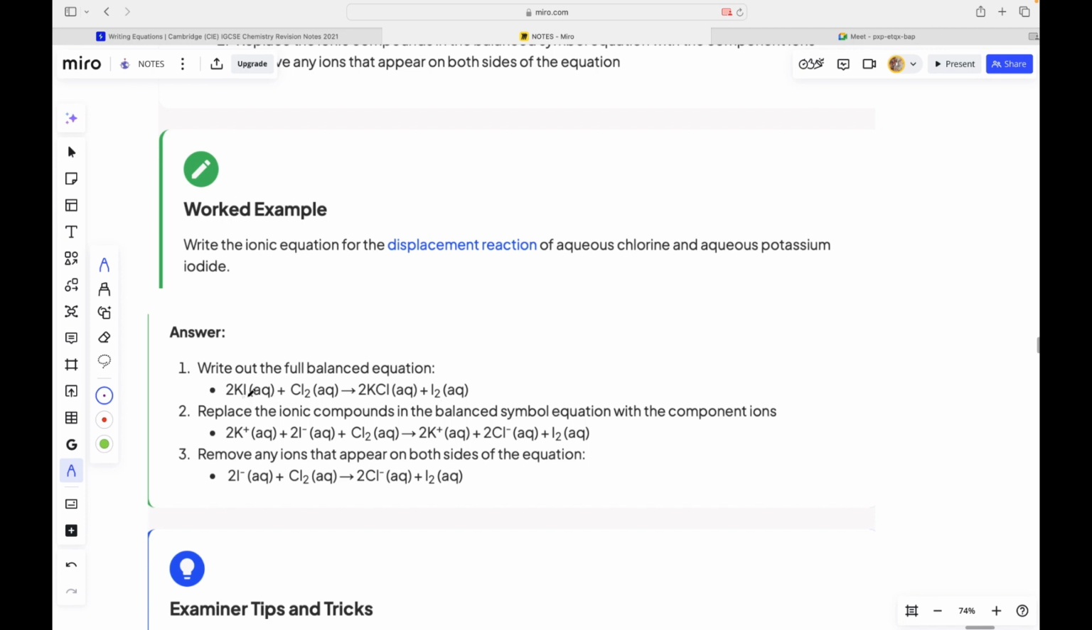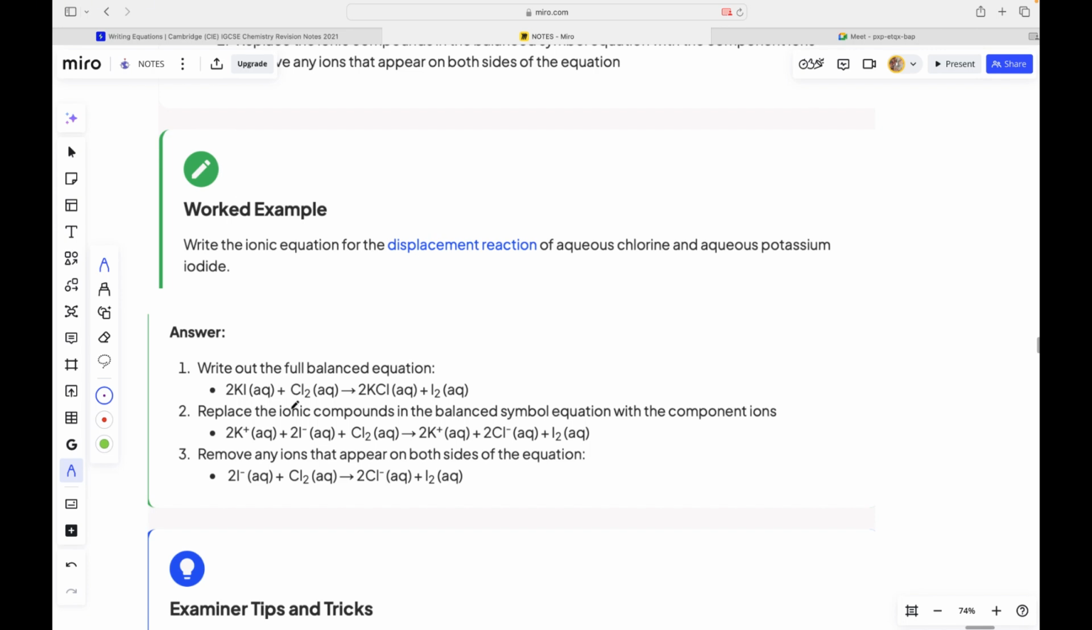You see, you have potassium iodide reacting with chlorine. Because chlorine is higher than iodine, it will displace iodine. It will now be potassium chloride, and the iodine will be alone on its own. Is that okay? So this is a full balanced equation. Take a look at it. We balance the equation after writing.